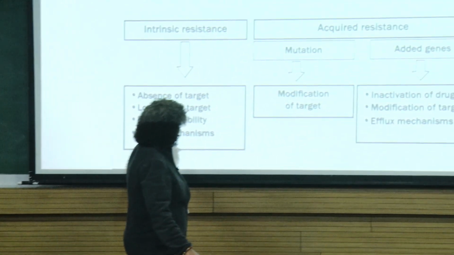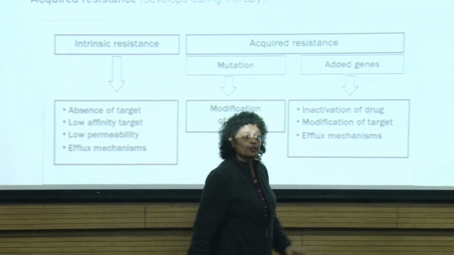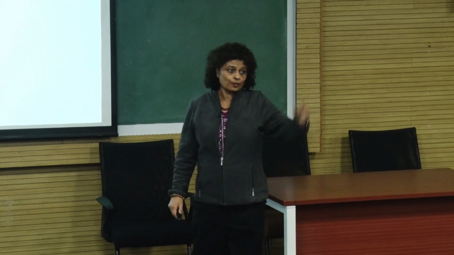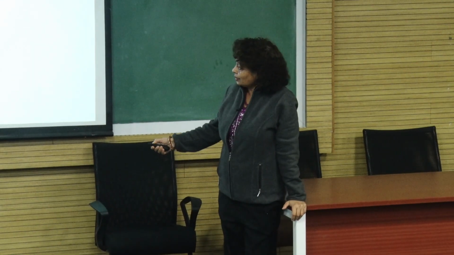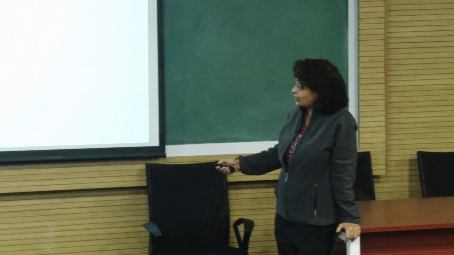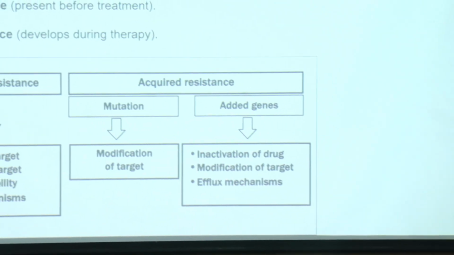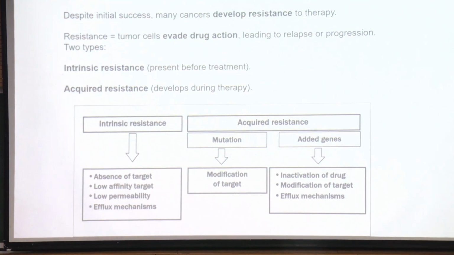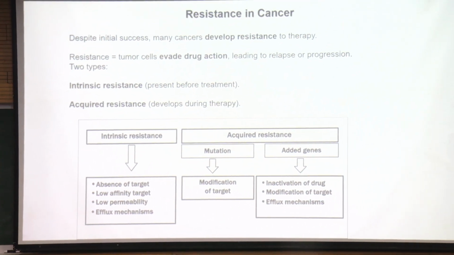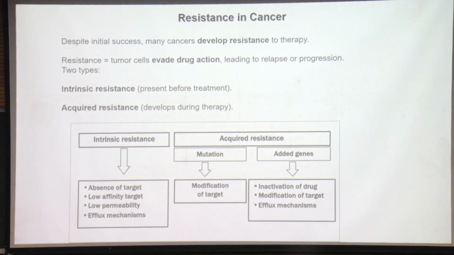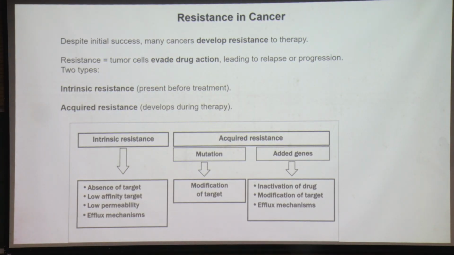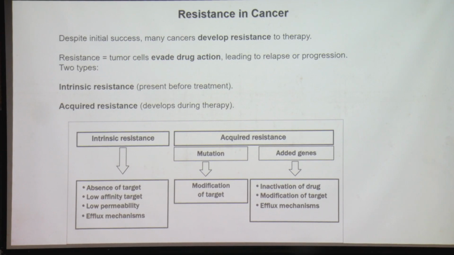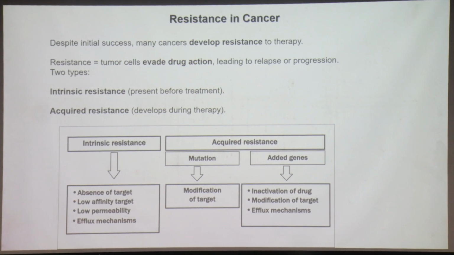And this efflux mechanism could be acquired also. It wasn't there initially, but when they got exposed to the drug for a long time, now they start throwing the drug out of the cell. That is why efflux mechanism is also here. Acquired is that initially Gleevec was working beautifully against BCR-ABL, but after just 3 months of Gleevec, these patients developed resistance because BCR-ABL mutated and now Gleevec doesn't bind. Or they have developed a new mechanism so that they don't even depend on the first target.